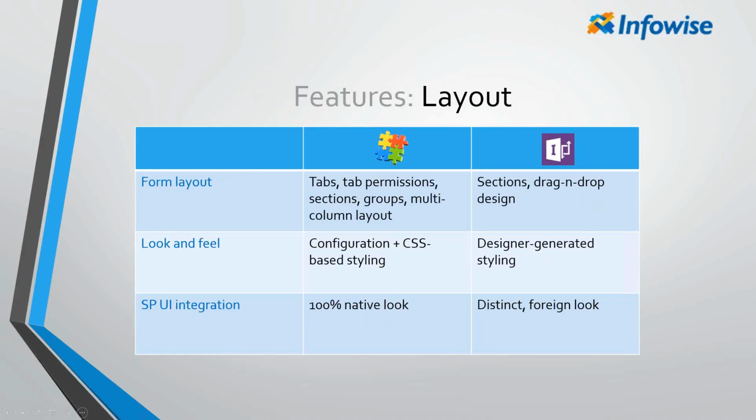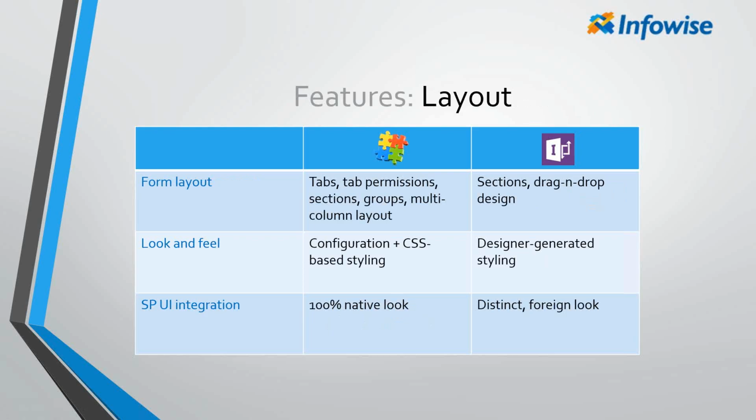Okay, so let's talk about the features. First feature that we want to talk about is layout. So how we can define, how we can customize, how we can extend the layout of our form. This is one of the most common requirements, to change the layout of the form to make it look better or function better. So in InfoPath, we have the concept of sections. We can subdivide it. So basically, we're creating our own layout table with sections, and we use drag and drop to define how our form looks.